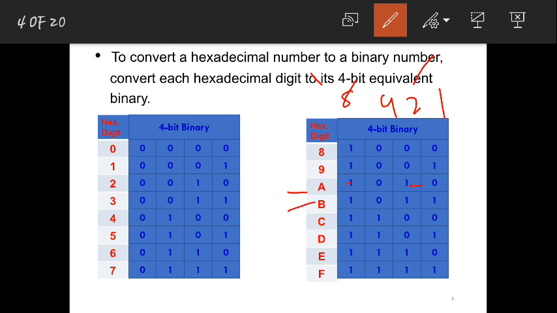Same way B. B means 11. So 11 means 8 plus 2 and 3. So place 1 here, here and here. So same way 12, 13, 14 and 15. 15 means add all together: 8 plus 4 plus 2 plus 1. You will get all ones.